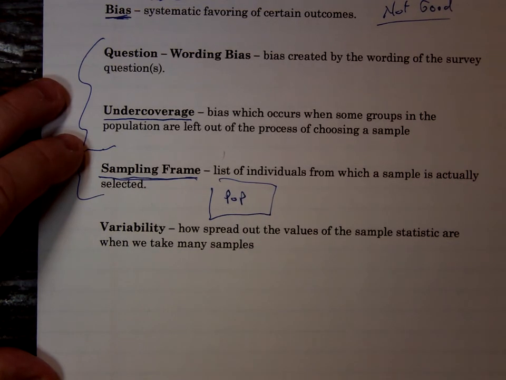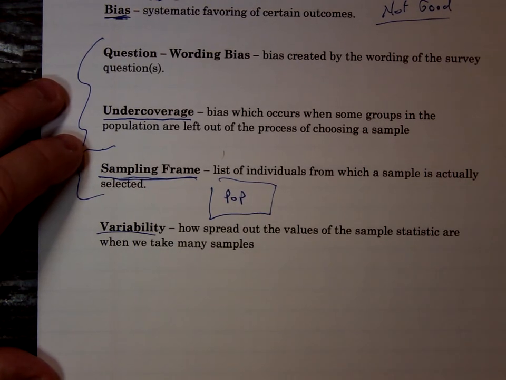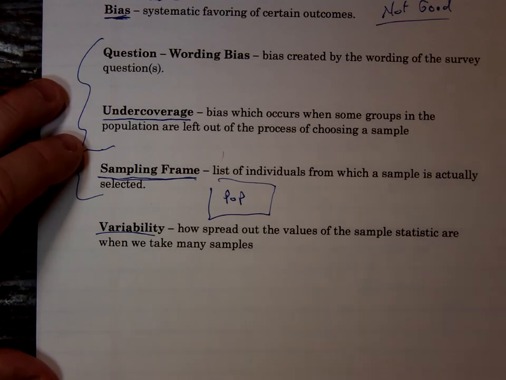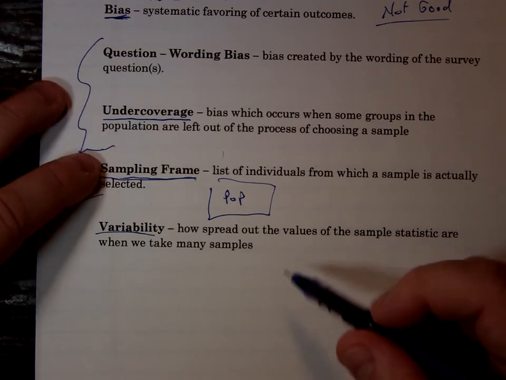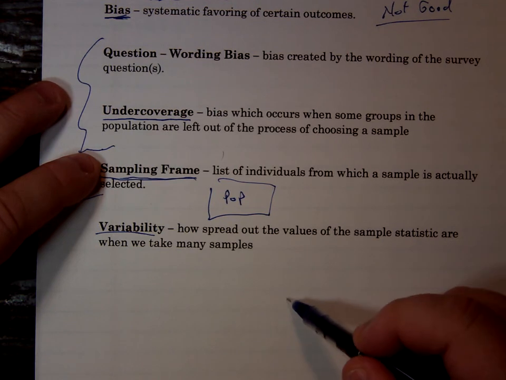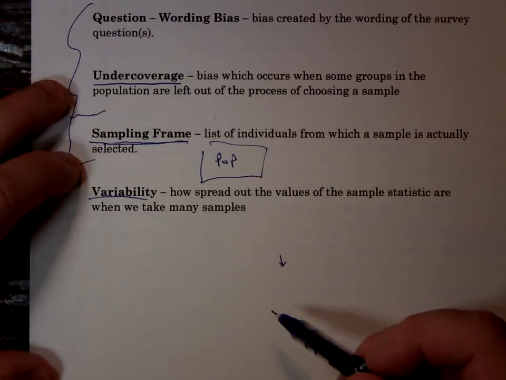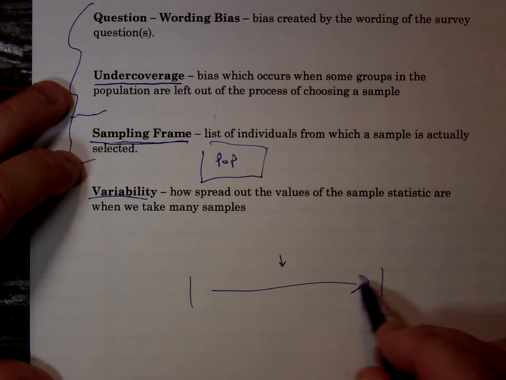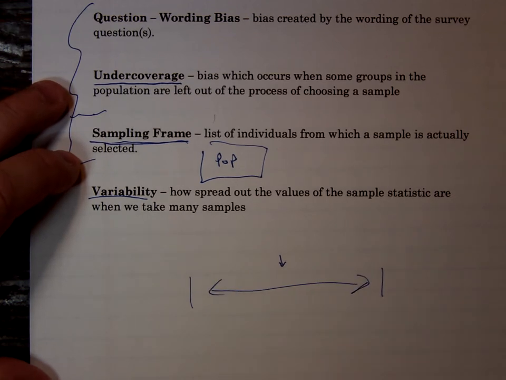Variability is just how spread out the values of a sampling statistic are. So you might know what the average is, and the average will tell you the middle, right? And we've talked about this before. The variability, when you talk about the spread, that's important too. How spread out that data is.